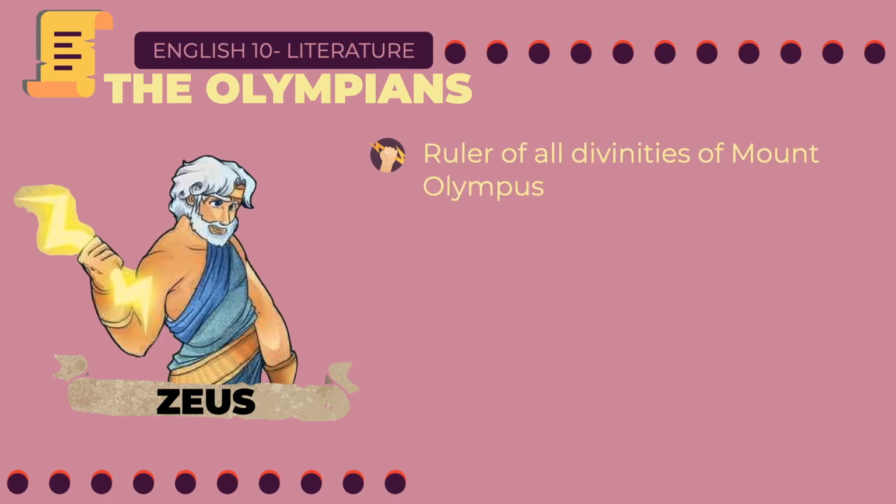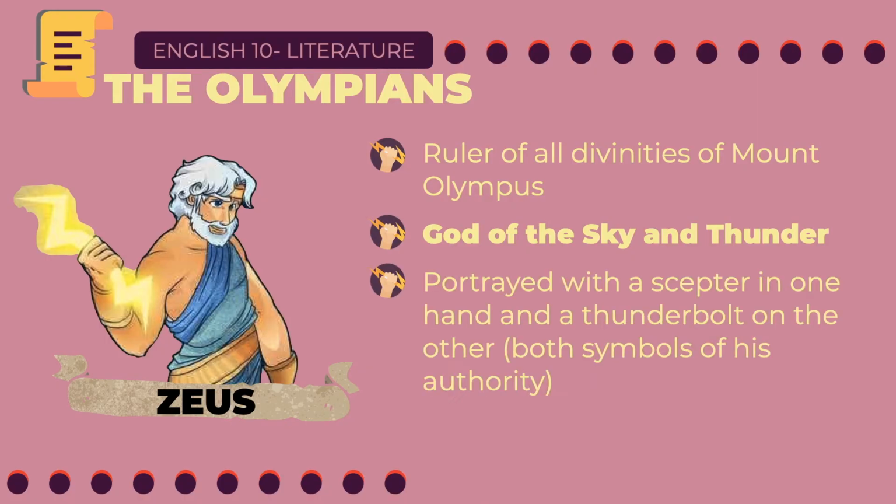Zeus is the ruler of all the divinities of Mount Olympus. He is the god of the sky and thunder. He is often portrayed with a scepter in one hand and a thunderbolt on the other, which are both symbols of his authority. His wife is Hera, who is also his sister.